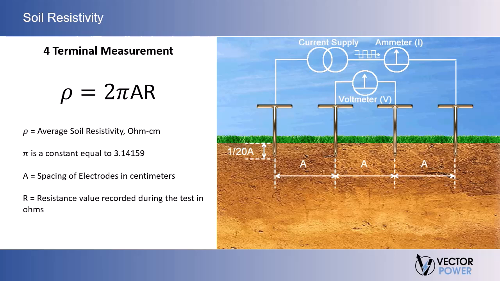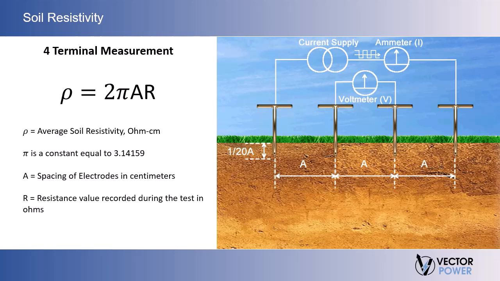Dr. Frank Wenner of the U.S. Bureau of Standards, now known as the National Institute of Standards and Technology, or NIST, developed the theory behind this test in 1915. Wenner showed that if the depth of the test electrodes was kept small compared to the distance between the electrodes, the following formula would apply.